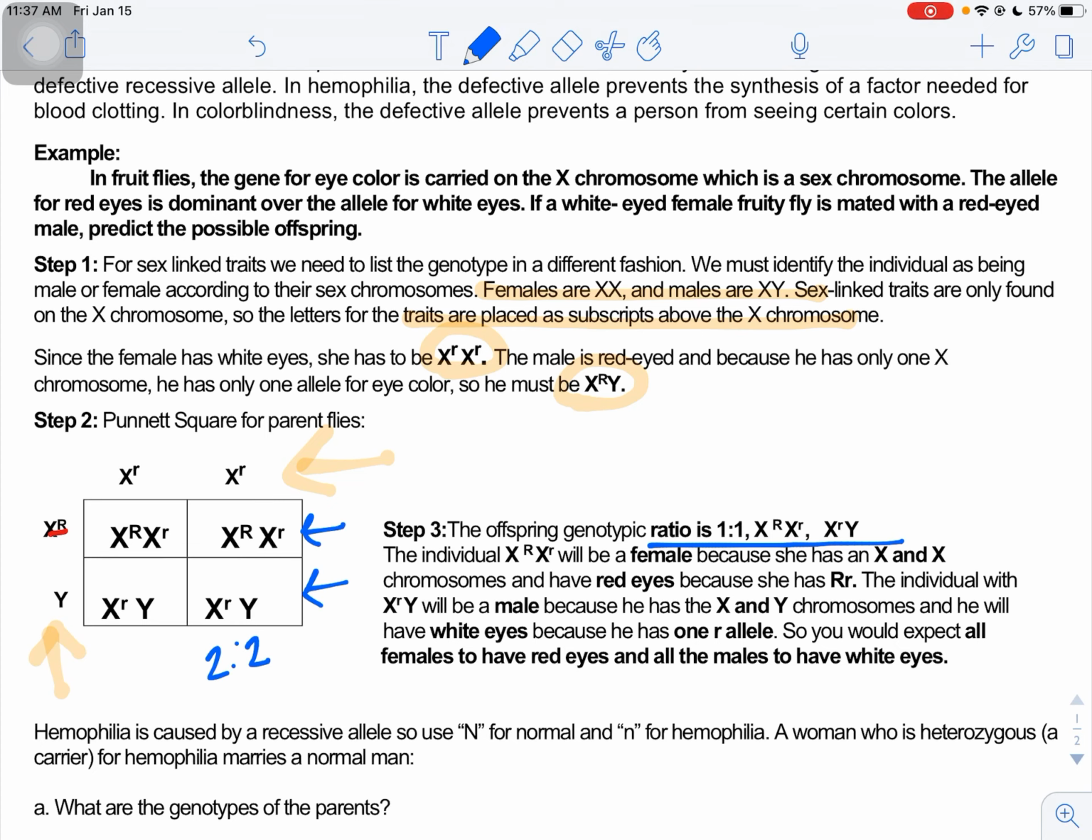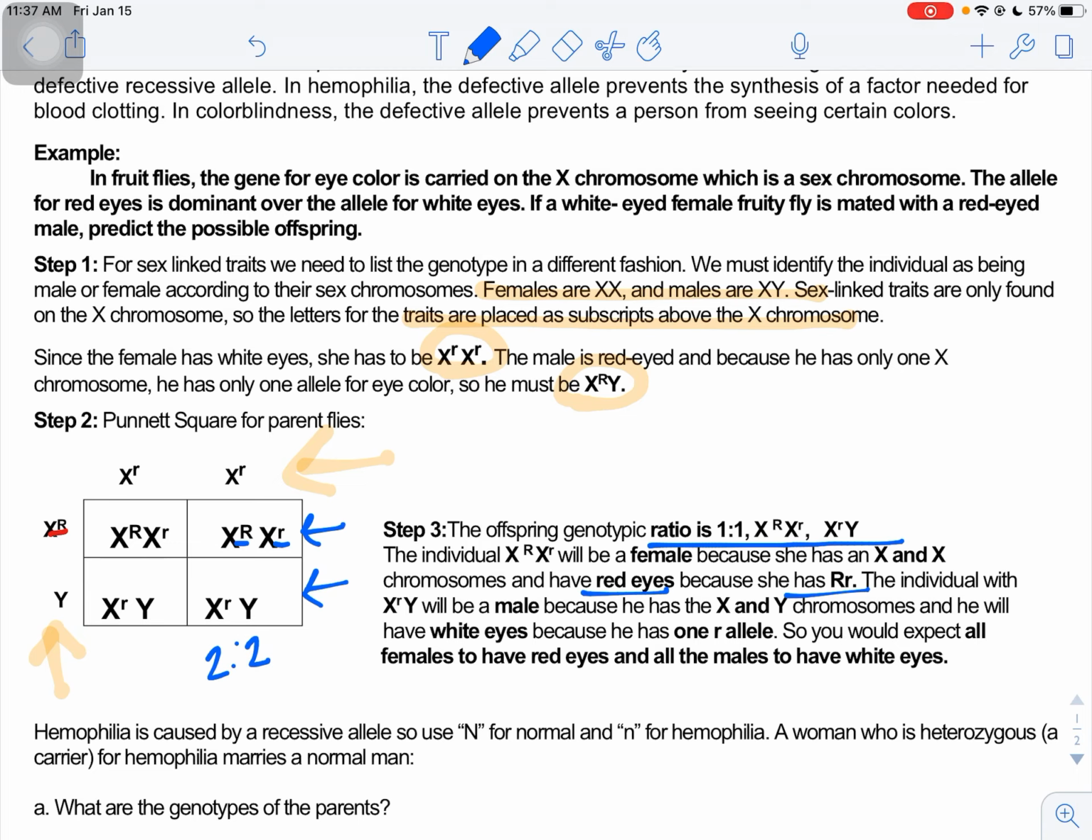All right. Now, the individual female that we show is heterozygous for those traits. Okay, she has a big R and a little r. So she is still considered heterozygous. We're looking at those alleles. Now, that X and Y is just the sex. Okay, we know she's female. Now we're looking at those alleles. So she is going to have red eyes because she has that heterozygous trait.